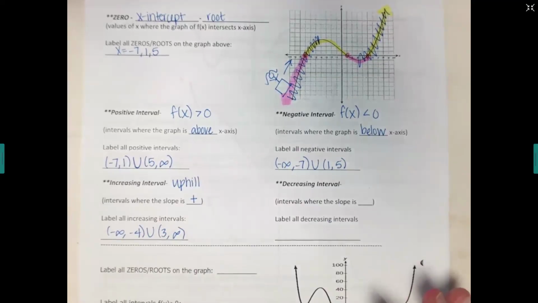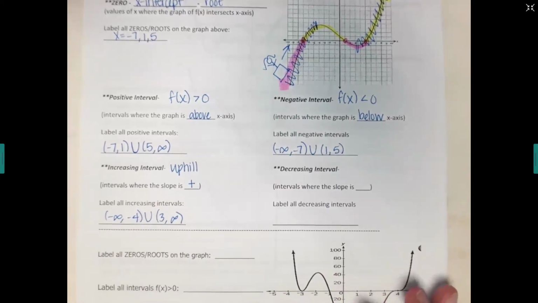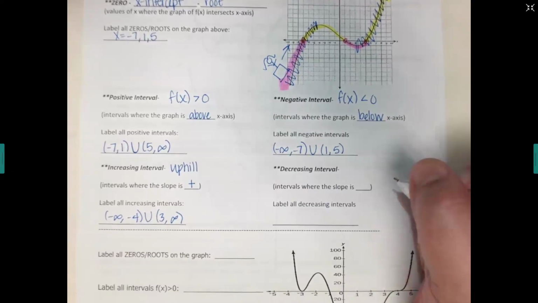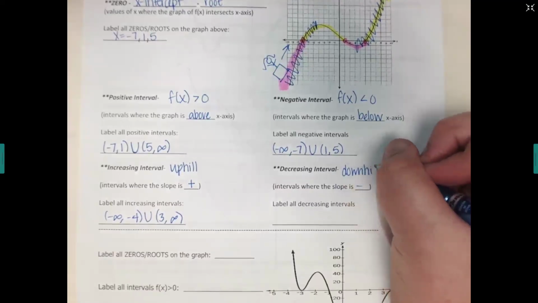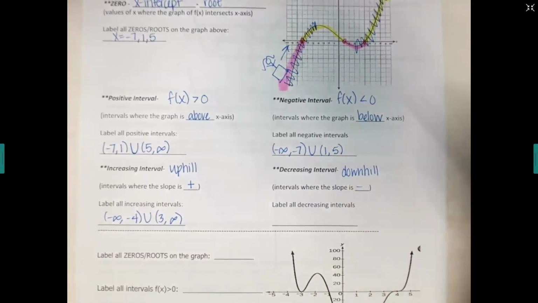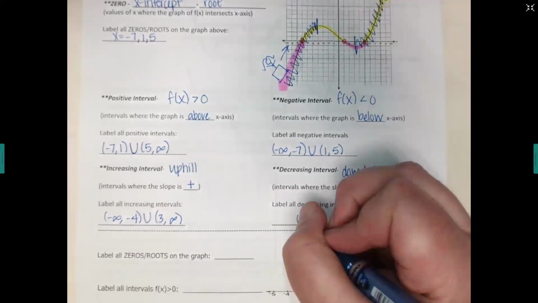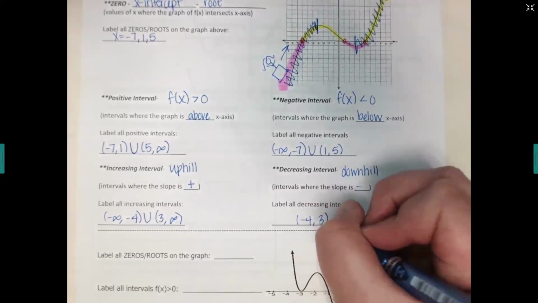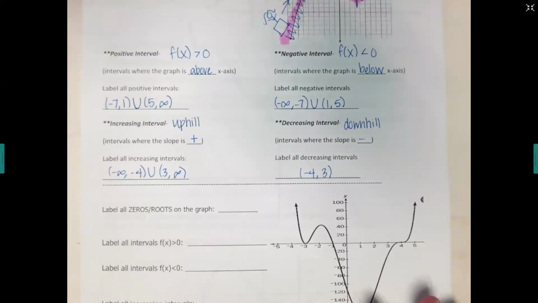Positive means above, increasing means uphill. Okay? Now, decreasing would just be the opposite. You need a negative slope and it needs to be downhill. And then we can see that in our little roller coaster problem, there's only one section that's downhill from here to here. So that'd be from -4 to 3. Okay? So a little bit of terminology there.